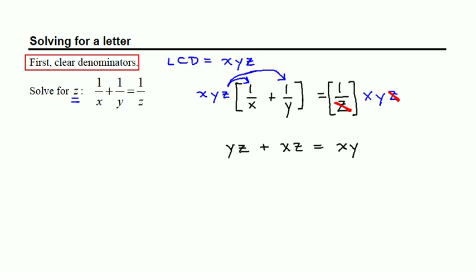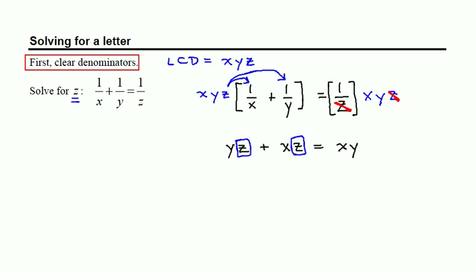Now that I have cleared the denominators, it's time to start focusing on the variable that I'm trying to solve for. But if we do this too soon, then it just gets confusing. So we want to get everything out of the denominators first so that we have everything on the same level, sort of a level playing field here. Then we can start focusing on isolating the variable that we're asked to solve for.